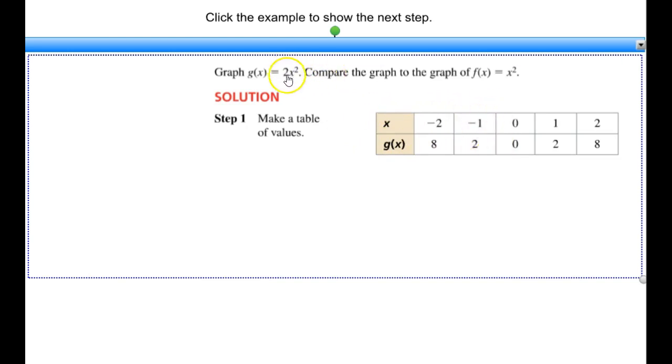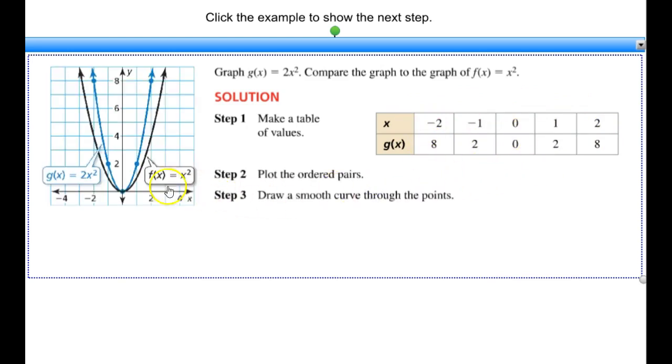So if I plug a negative 1 in for x, I get negative 1 times negative 1, which is a positive 1, times 2, which is 2. If I plug in negative 2, squared is 4, times 2 is 8. That's where I get these values from. I just select a couple x values that I want to deal with, and I find my g of x or my y values, and then I plot them.